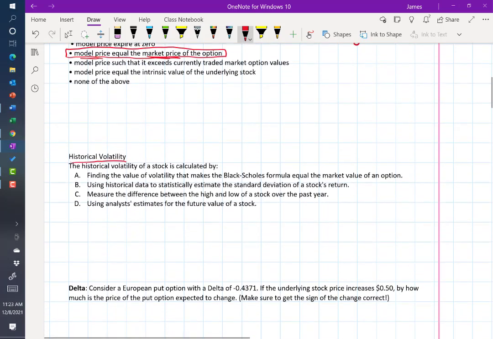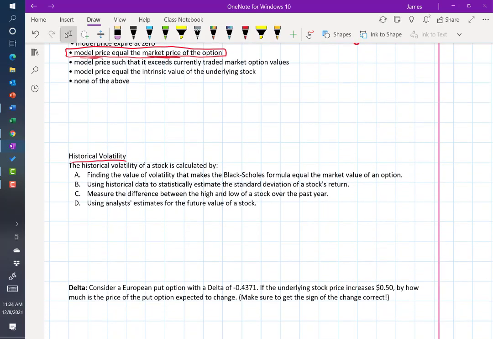What is meant by that? The historical volatility of a stock is calculated by what? A, finding the value of volatility that makes the Black-Scholes formula equal to the market value of an option. B, using historical data to statistically estimate the standard deviation of a stock's return. C, measure the difference between the high and low of a stock over the past year. Or D, using analyst estimates for the future value of a stock.